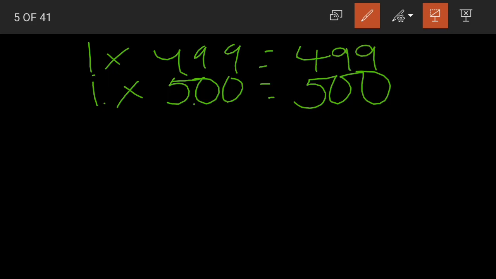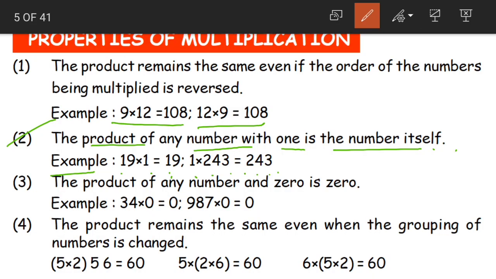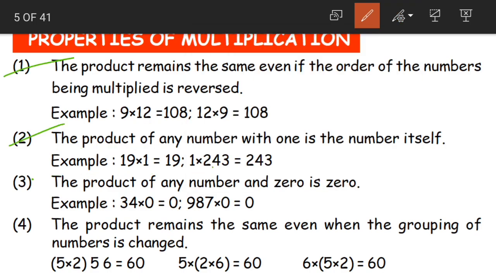So because of this property of multiplication, any number when multiplied with 1 will give us the number itself as our product. Yes, the product of any number with 1 is the number itself. So that is our property number 2.